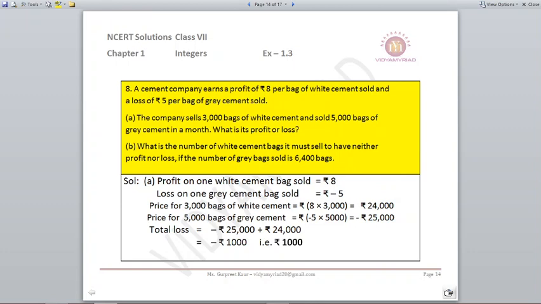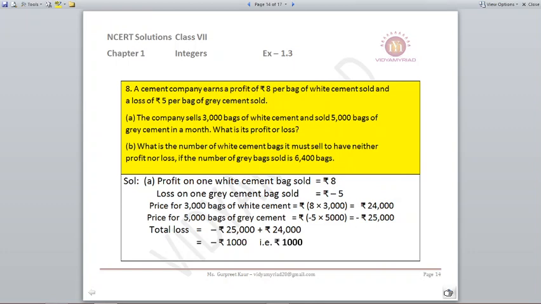Now the A part states that a company sells 3000 bags of white cement and sold 5000 bags of grey cement. So let us see, when they sold 3000, the price was 8. So 8 multiplied by 3000, you got 24,000. But grey cement bags are sold at minus 5 rupees. So minus 5 multiplied by 5000 gives you minus 25,000. If you see white cement bags and grey cement bags, the difference is minus 1000. So he suffered a loss of 1000 rupees.